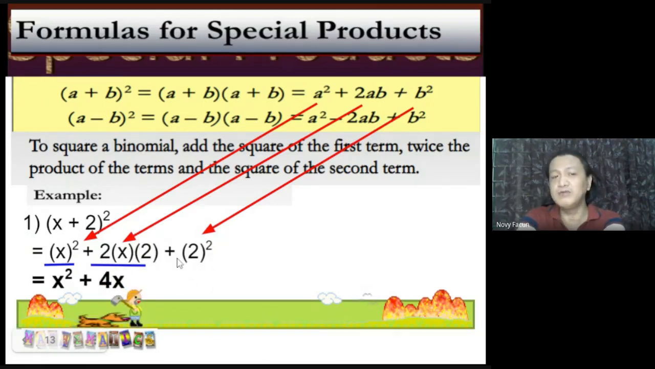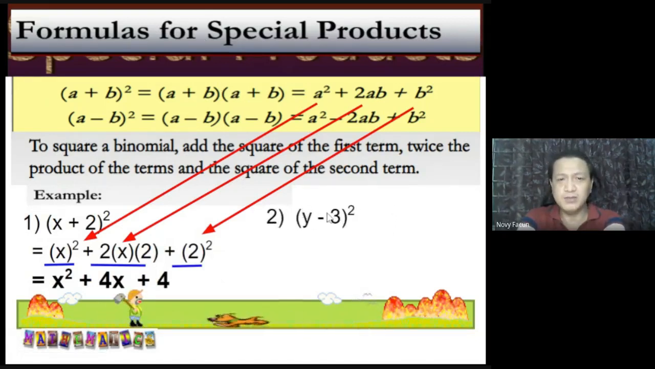Dito naman, we have to get the square of the last term mo, 2 raised to 2, meaning 2 times 2, that is 4. Kaya the final answer is x squared plus 4x plus 4. Always remember, the final answer is always trinomial, 3 terms.